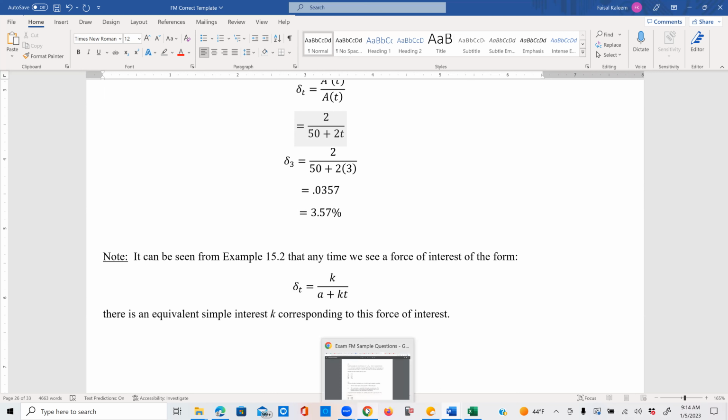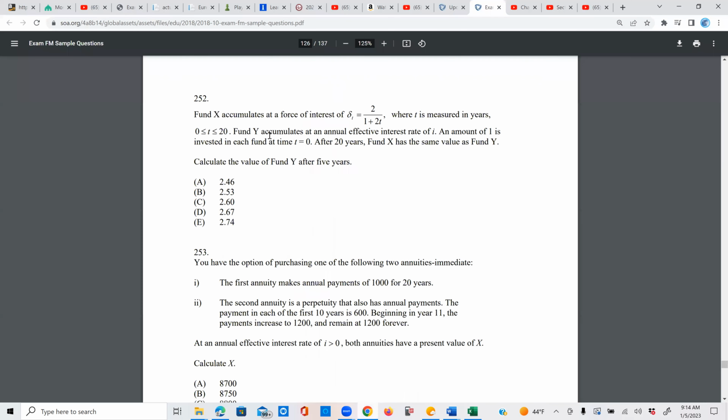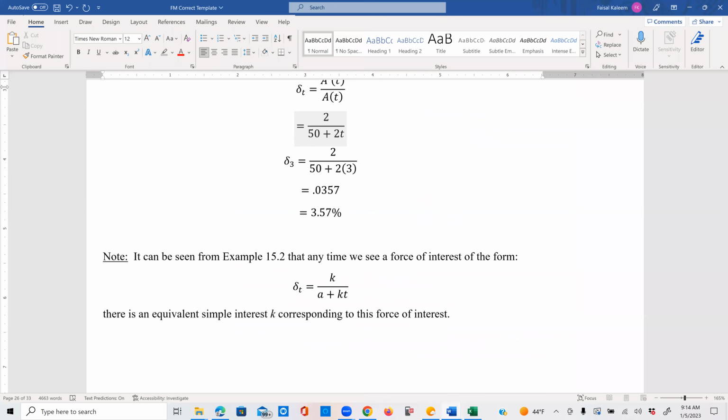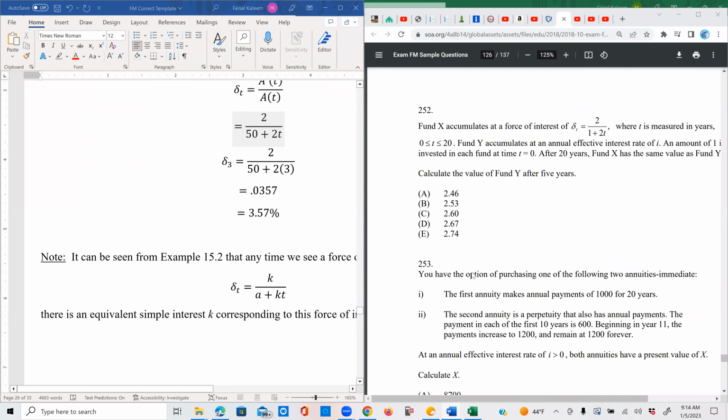So as advertised, we will also work on SOA problem 252. Fund X accumulates at a force of interest delta t is equal to 2 over 1 plus 2t. So let's try to do this. Okay. And now we see that this is of the form k over a plus kt. So there's an underlying simple interest going on of 2.